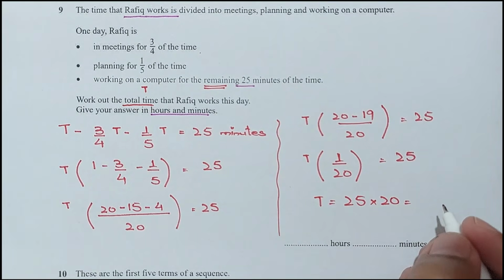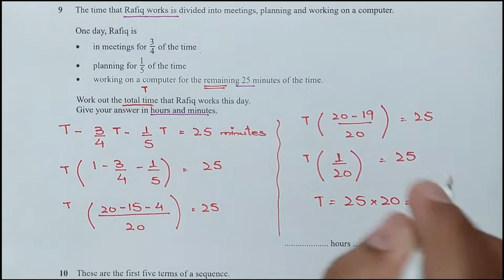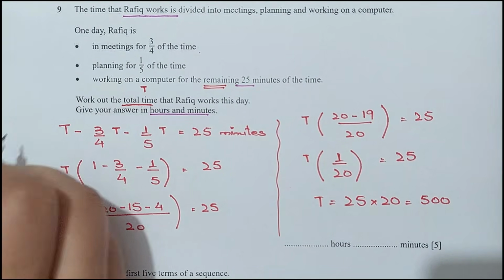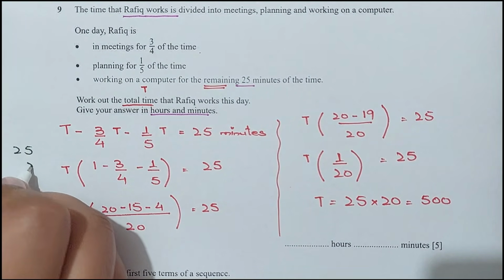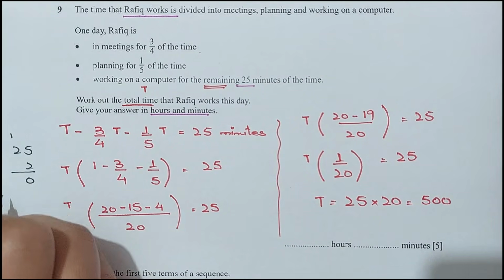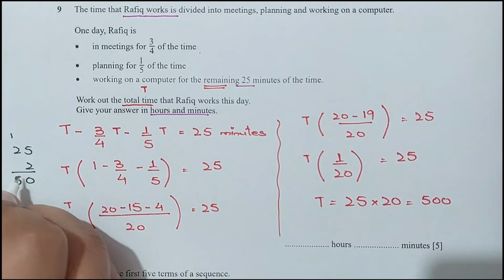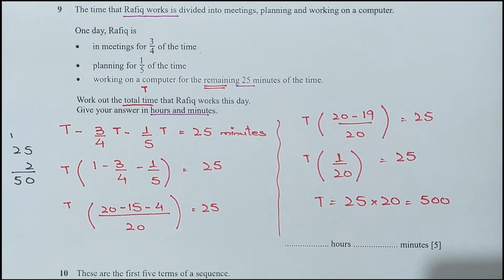Okay, so 25 times 20 is 500. Let me show you over here. 25, and we have 20. 5 times 0 is 0, 5 times 2 is 10, 2 times 5 is 10, and 2 times 2 is 4, plus 1 is 5, and add another 0, so it is 500.